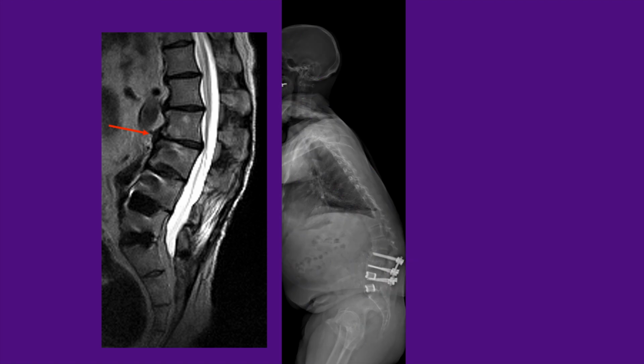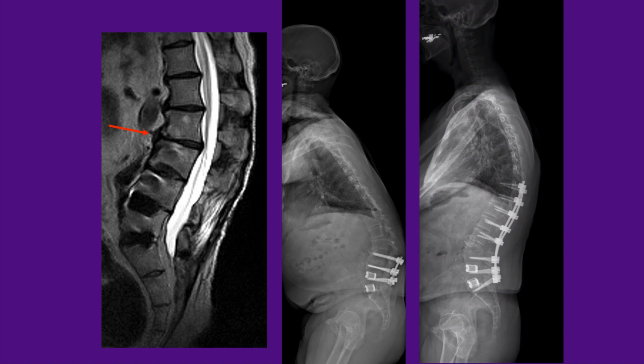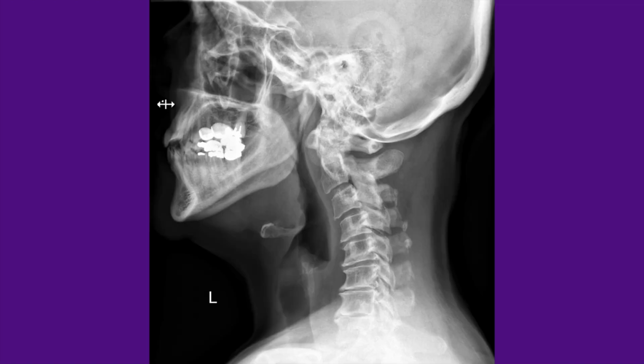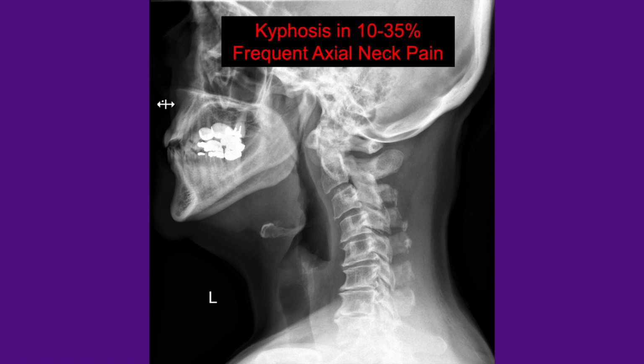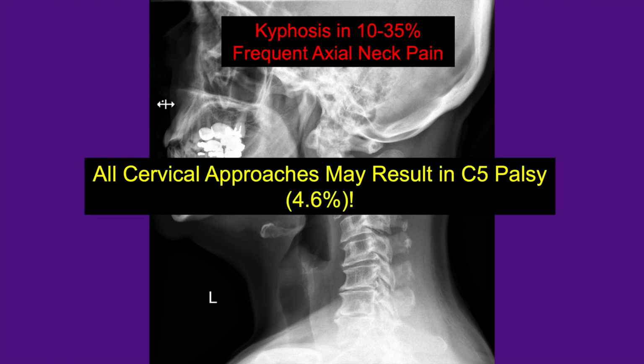Another example here of progressive postjunctional kyphosis with the patient having a pitched forward appearance requiring subsequent instrumentation extending more proximally within the spine. The postoperative appearance of kyphosis can also be a frequent problem in the cervical spine, resulting in neck pain in 10 to 35% of patients undergoing laminectomy or laminoplasty. And of course, we have to remember C5 palsy, which can be seen in up to 5% of cervical cases.